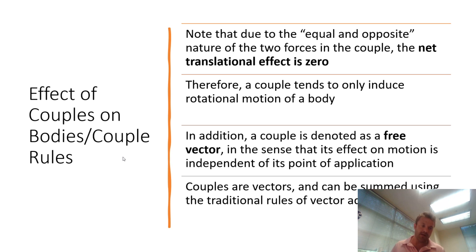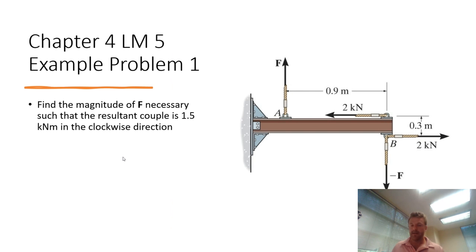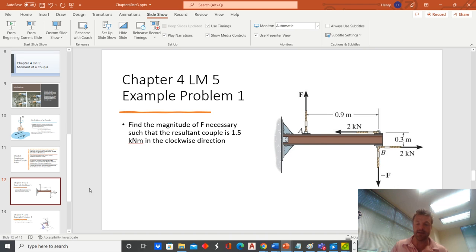Since couples are moments and moments are vectors, of course, we can add them using all the traditional vector rules of addition. So let's look at a couple of example problems. We have a beam and two force couple pairs acting upon the beam. We want to know what those forces F need to be in order to induce a resultant couple of 1.5 kilonewton meters in the clockwise direction.